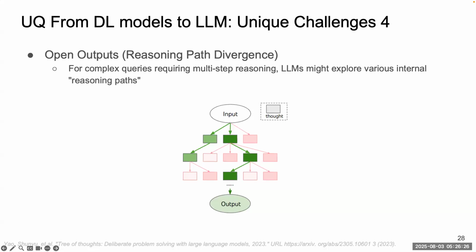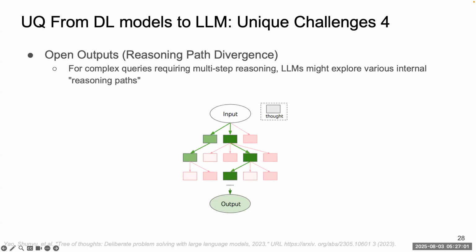Depending on which path a model effectively takes, even for the same input, it might arrive at slightly different outputs, and even different final answers, or at least different levels of confidence. This inherent divergence in the internal reasoning process of a language model makes it much harder to pinpoint whether there is one single source of uncertainty, or which uncertainty contributes most to the final answer. So that's another challenge for language models.